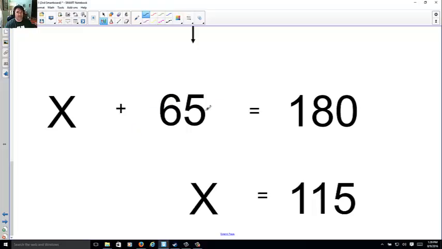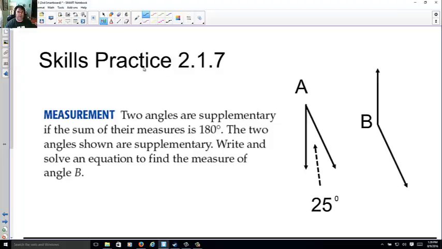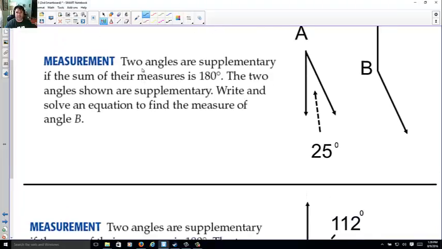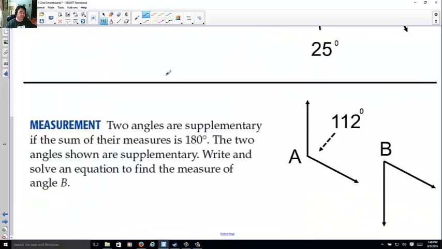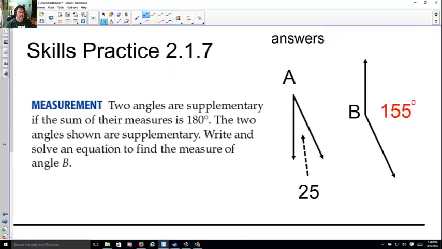Got this, you minus 65 to both sides, and I hope you got 115. Skills practice, go ahead and try. Well, there's going to be two of them here. I'm going to have you pause once and twice. Try to solve this one first, then try to solve this one. Remember, this means pause if you need to work on it. Let's see how you did.